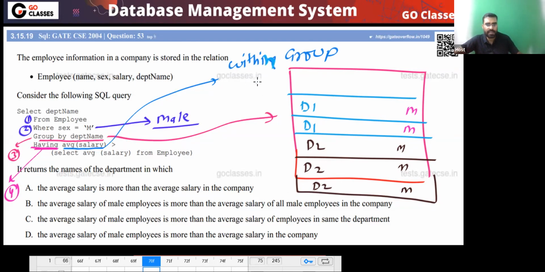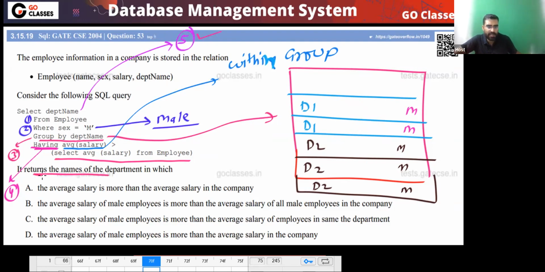So I can say that those groups will satisfy whose average salary is more than the average salary of all the people. Like if you find the average salary of all the people in this table. So finally, ultimately, it will give me those department names. Ultimately, this will give me this. Okay. So this will be the fifth. So ultimately, I will get those department names.